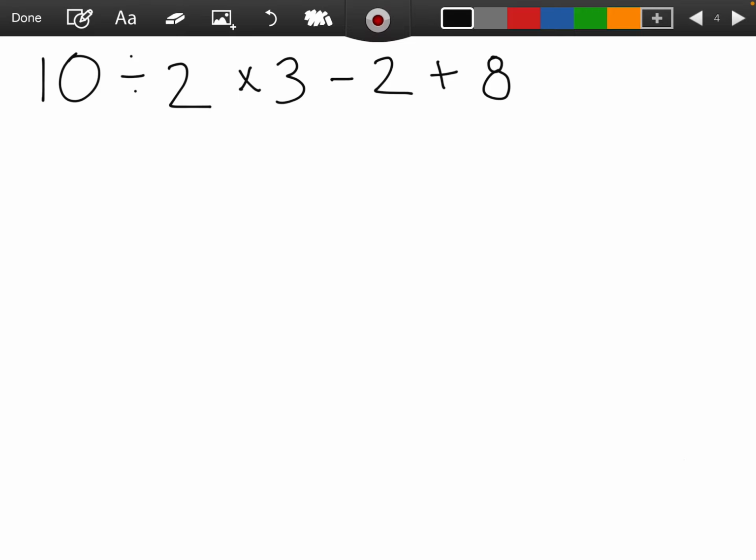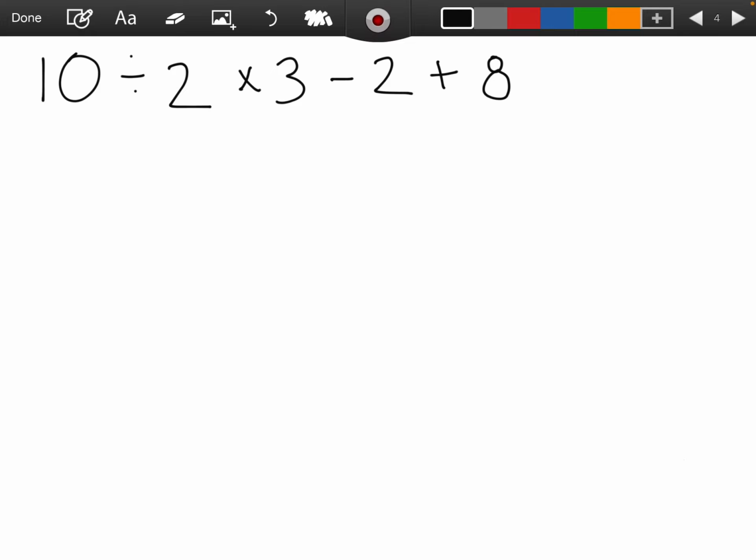Right, another example, 10 divided by 2 times 3 minus 2 plus 8. So again, we ask ourselves, any parentheses or brackets? No. Any exponents or roots? No. So we move on to multiplication and division. So we have one division sign and one multiplication sign. So we have to consider from left to right, which comes first? Division is before the multiplication, so we have to do division first, okay?